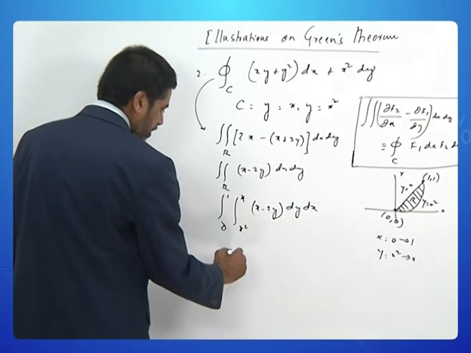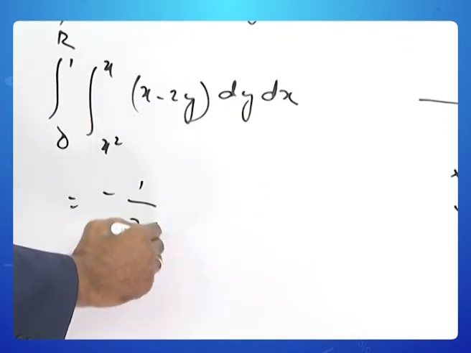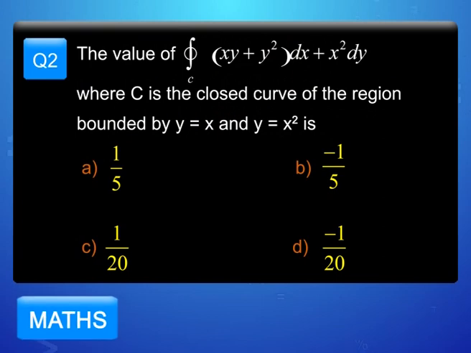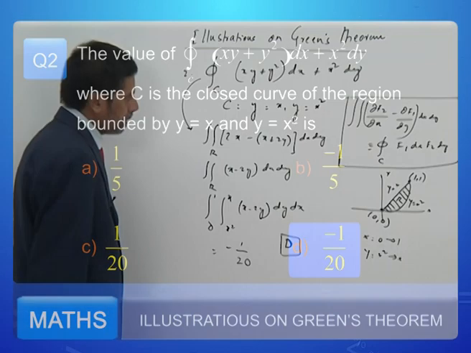I will leave this as an exercise to the student, with −1/20 as the output, which you will find as option D in the sheet. Let's go to the next question.